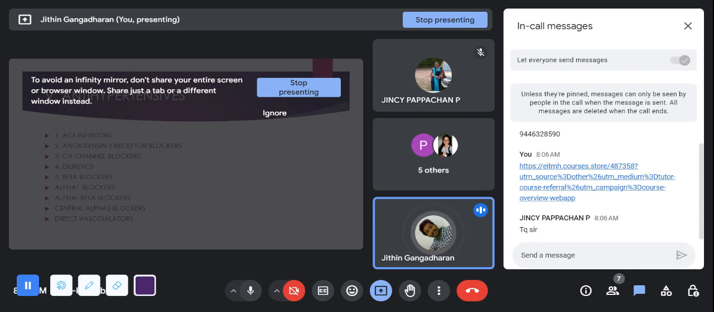Next one is the antihypertensive drugs. Which are the antihypertensive drugs? First one is ACE inhibitors. What are ACE inhibitors? Angiotensin converting enzyme inhibitors. So what is an angiotensin converting enzyme? The angiotensinogen has to be converted into active angiotensin, then only the BP will be increased. So what does the drug do?